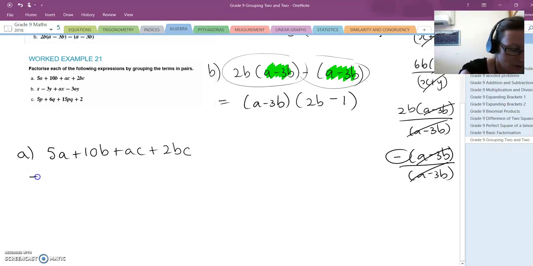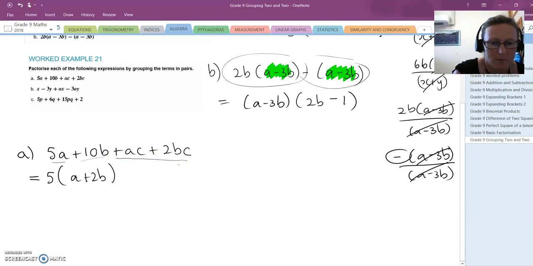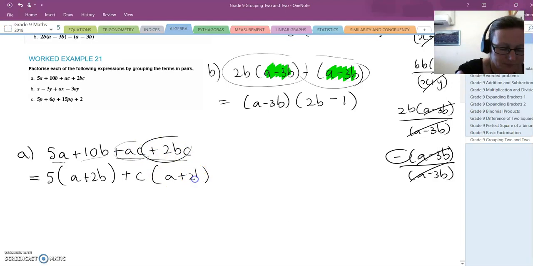So let's look at the first 2 terms. Is there something common there? Yep, 5 goes into them both. So I take 5 out as my common factor and I'm left with a plus 2b. Let's look at my second 2 terms. They both have positive c. And then I'm left with a here and 2b here.